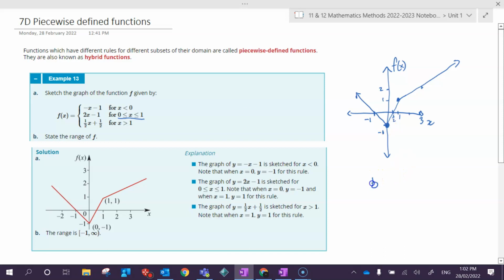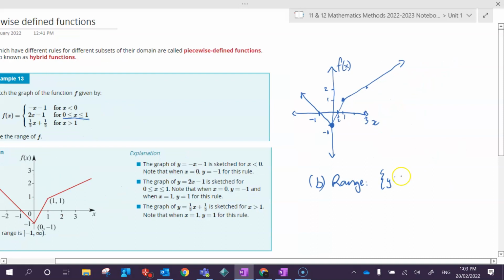So my range for part B is just going to be the set of y values such that y is greater than or equal to negative 1. You could have, if you wanted to be really good, added in y is an element of the set of real numbers, y is greater than or equal to negative 1. That would have been lovely as well. Just as happy for you to go negative 1, comma, infinity here as well.